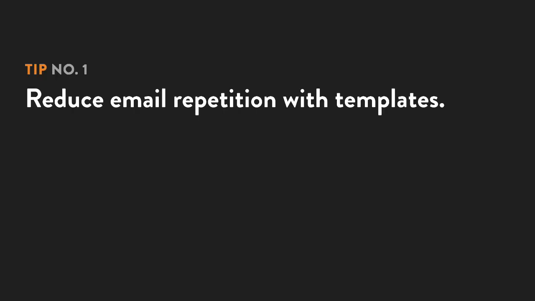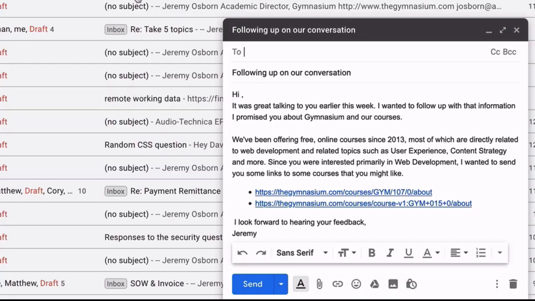Tip number one, reduce email repetition with templates. How many times have you found yourself writing an email that you swear you've written a dozen times before? Most email programs have a template feature to solve this problem, but in Gmail, for example, it's not turned on by default and you have to know where to find it.